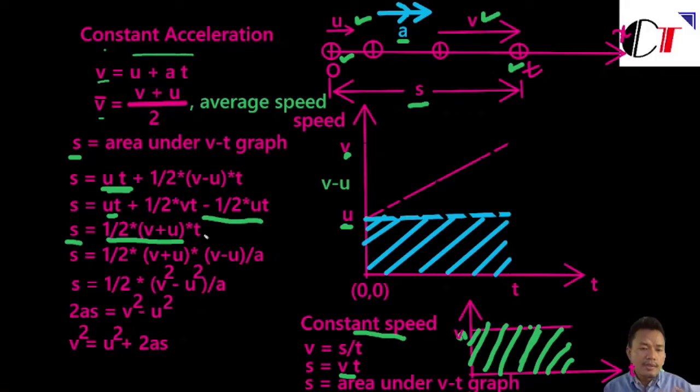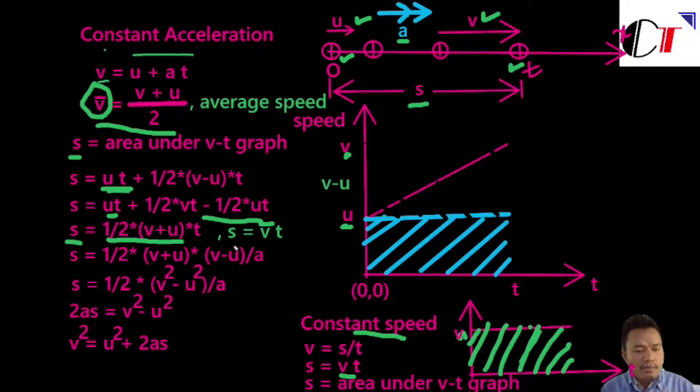Before we move forward, if you look at this expression for the total distance, it's half times v plus u times t. Half times v plus u is in fact the average speed of your particle. For that reason, we can say that the total distance traveled can also be expressed as the average speed times t. So the total distance is v bar times t, and of course v bar is just v plus u divided by 2.